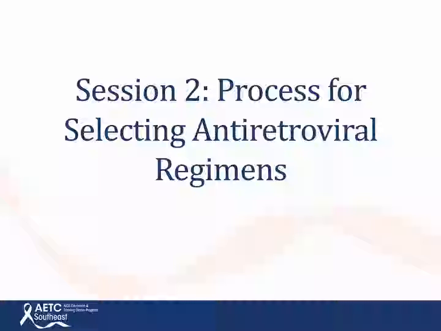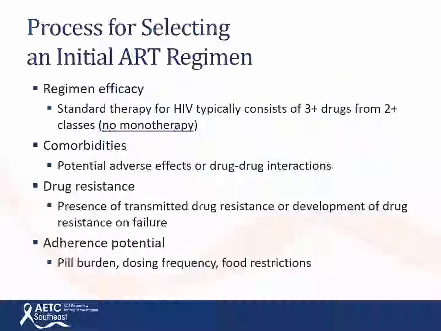Welcome to Session 2, Reviewing the Process for Selecting Antiretroviral Regimens. The way an ART regimen is selected is based on a number of factors listed on this slide. We consider regimen efficacy. Now, a typical initial regimen consists of 3 or more drugs from 2 or more classes. Monotherapy is ineffective to control viral replication. We need to use combinations of medications from more than one drug class.